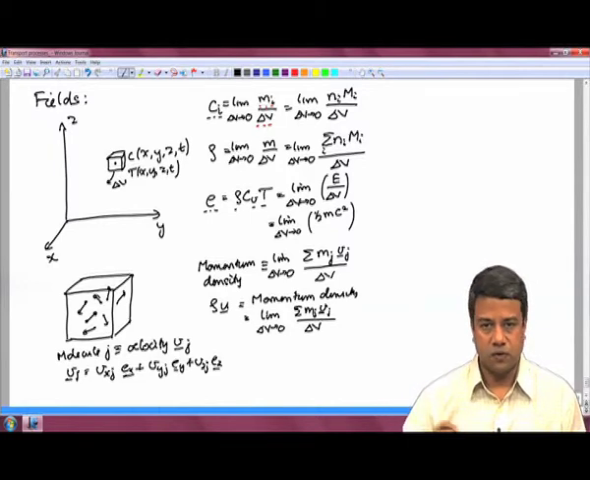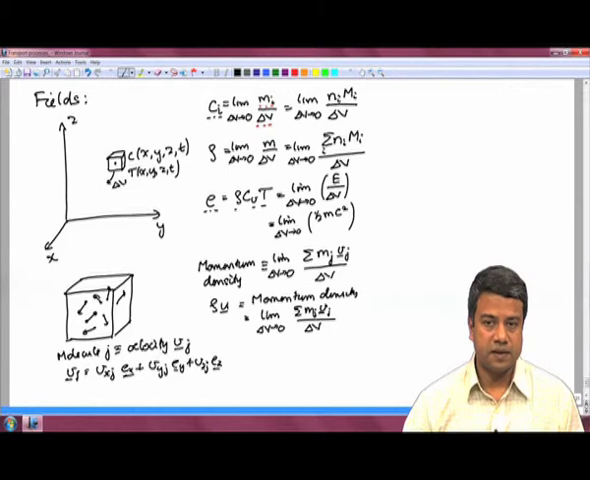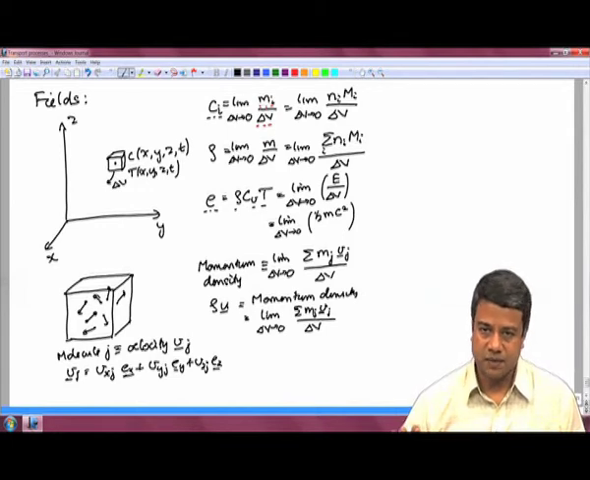I equate rho times u, mass density times the mean velocity, to the momentum density, and from that I get the velocity vector. Once again, to calculate the momentum density, you go to a point, construct a small volume around it, and look at the total momentum of all the molecules within that volume, divided by the volume itself. In the limit as the volume goes to 0, this momentum density tends to a constant value, and that is the mean velocity of the fluid at that location.